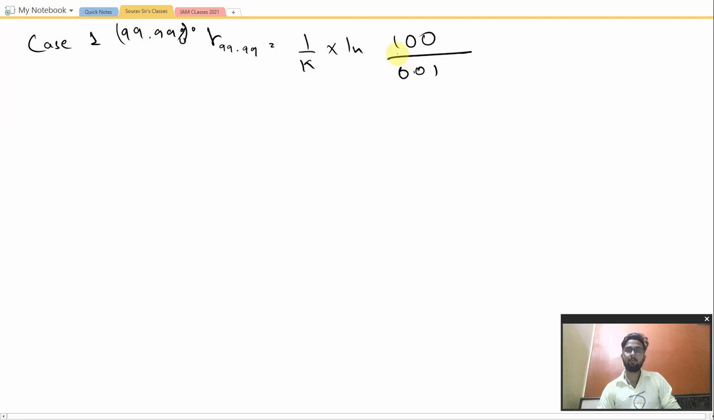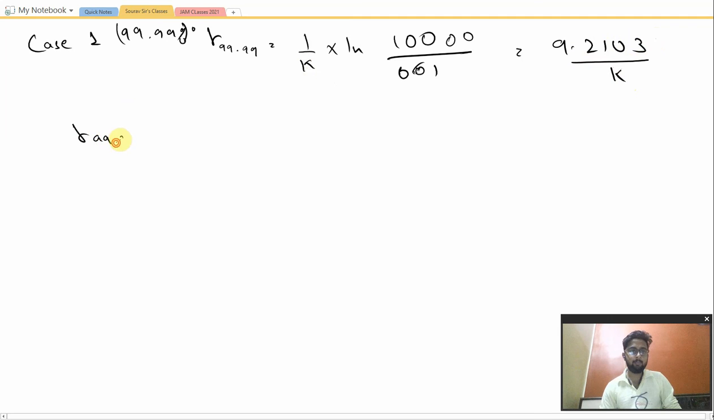So what we'll be getting here is 10,000. So ln 10,000, let me calculate the value. ln 10,000 is 9.2103, divided by k as it is.